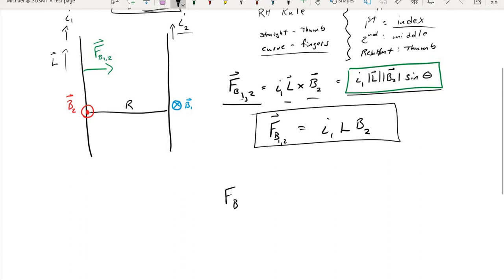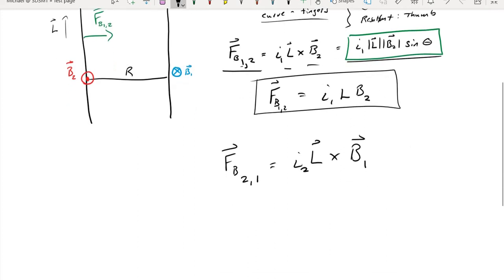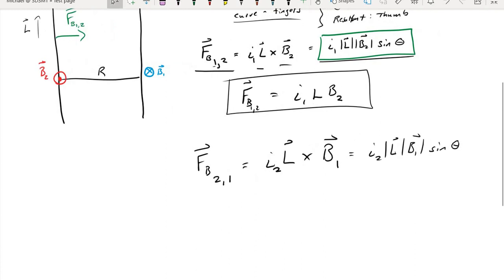Now that we have that, let's find the magnetic force acting on wire 2 as a result of being close to wire 1. Again, we'll set up our cross product, IL cross B, but this time we're talking about wire 2 being affected by field 1. The cross product for this will evaluate very similar to what we had for the last example.